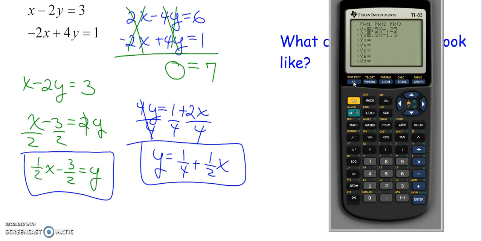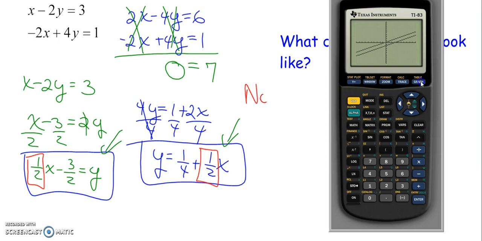Notice 0.5 plus 0.25x, that's this equation right here. And then 0.5x minus 1.5, that's this equation right here. And if we graph them, we're going to see right here that those two lines are 100% parallel. And you could actually figure that out on your own. This slope and this slope are exactly the same. If you have the same slope and different y-intercepts, then your lines are parallel. They're never going to intersect. So we are going to say no solution.